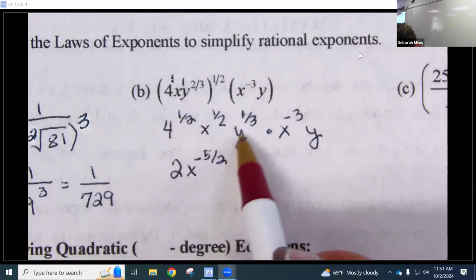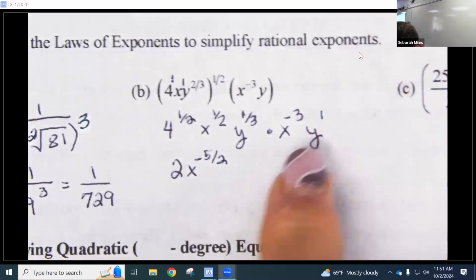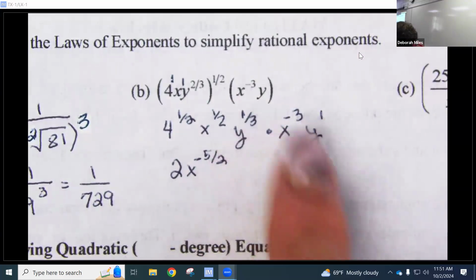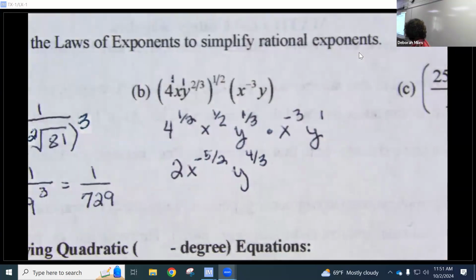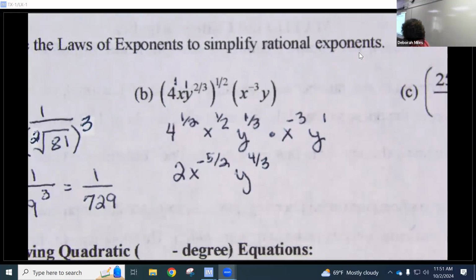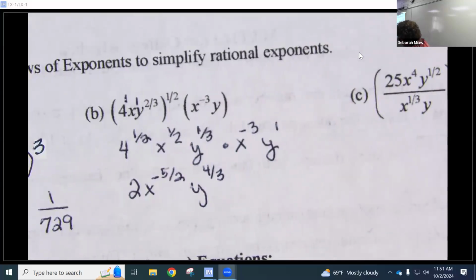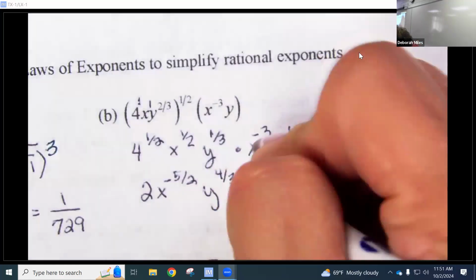And then when I multiply the y's, I add their exponents. The second one is 1, and 1/3 plus 1 is 4/3. And then finally, the directions on the test say write with positive exponents only. Do you see how I could write that with only positive exponents? Just bring that factor with a negative exponent down to the denominator.